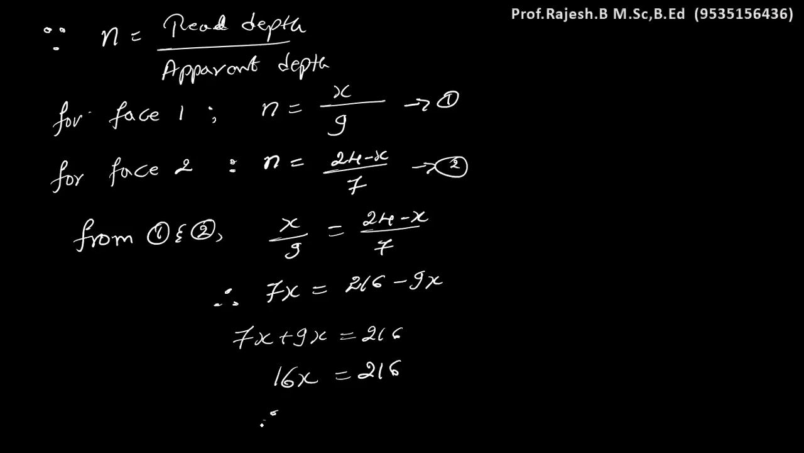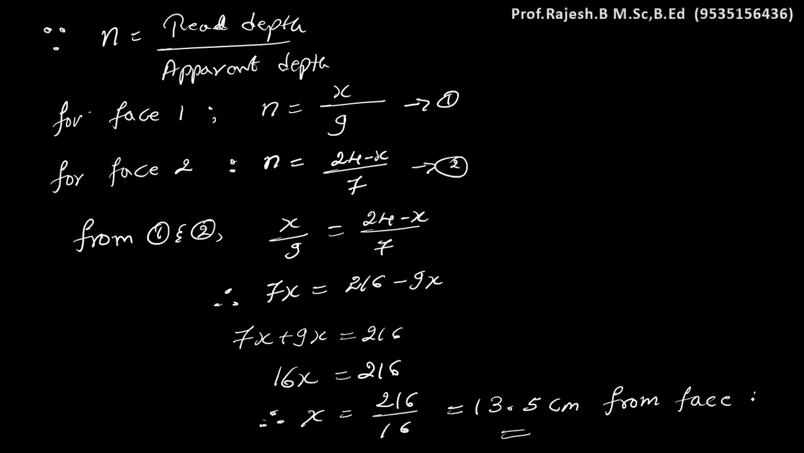Therefore, the x value becomes 216 divided by 16. So the real depth is 13.5 centimeter, right? So from phase one, the air bubble is located at 13.5 centimeter. And there is one more question: we have to find the refractive index of the material.